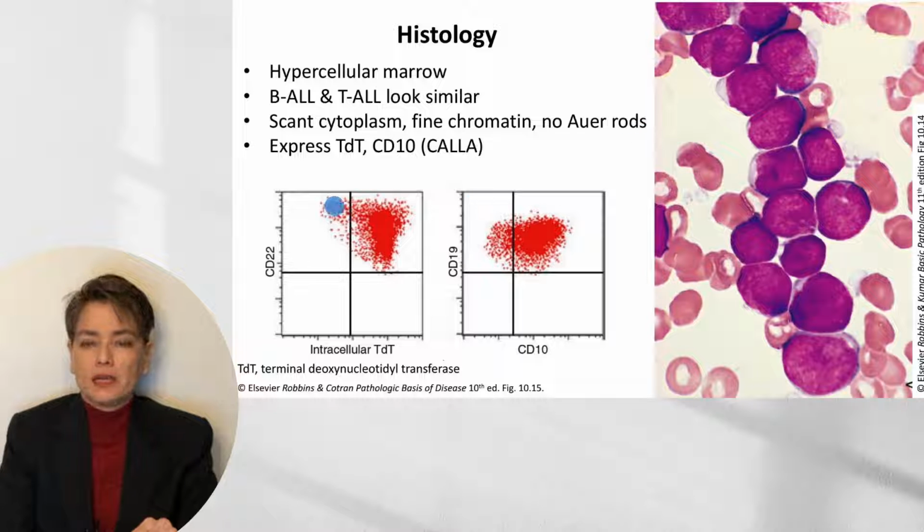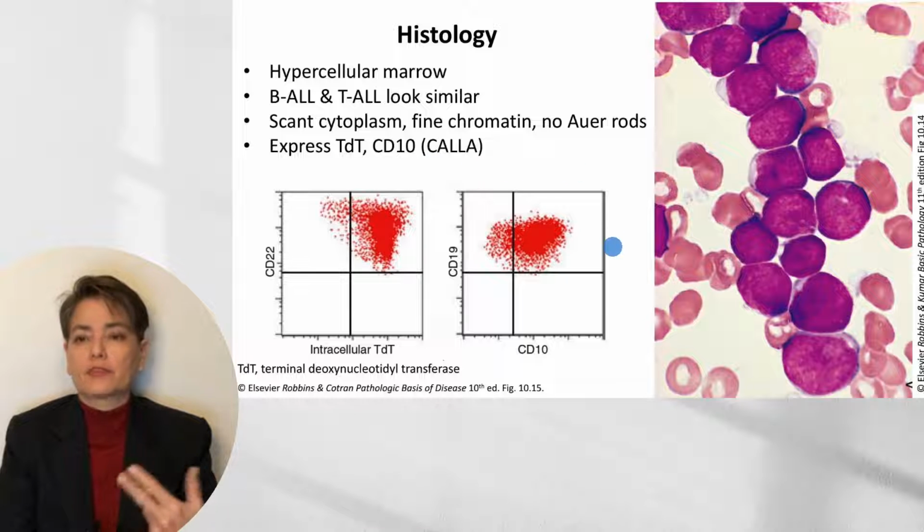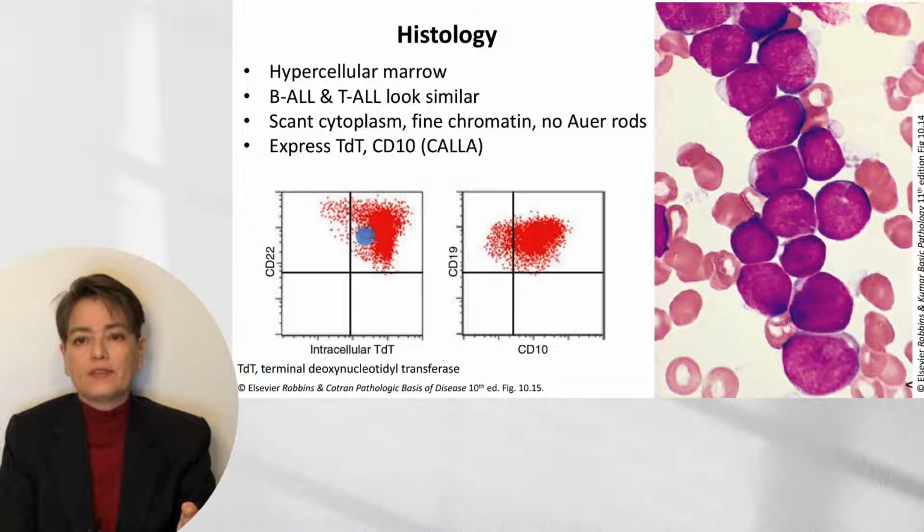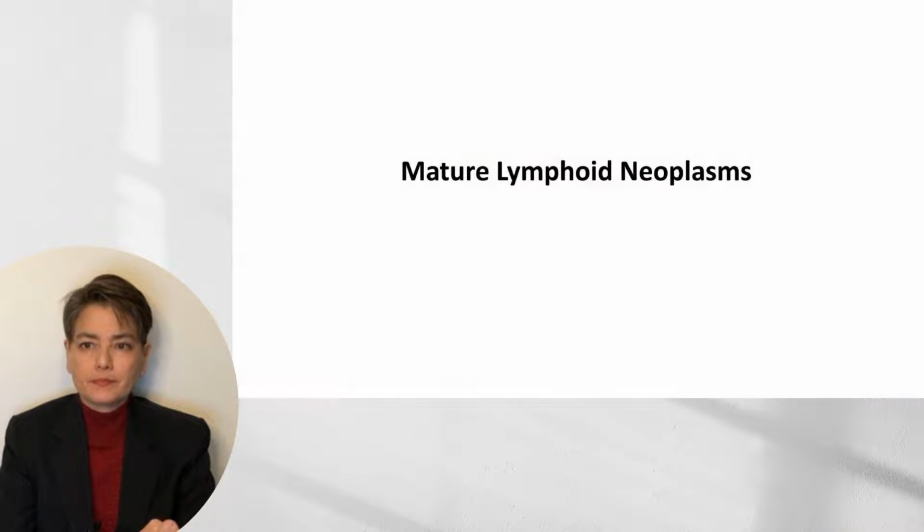They're going to express TDT, our terminal deoxynucleotidyl transferase, as well as CD10. This is the flow cytometry I showed you earlier. CD10 is very strongly associated with ALL. In fact, that's what is referred to as the common ALL antigen, or CALLA. So looking at these cells, in order to make the diagnosis, we'll use flow cytometry, which we've reviewed before. This is showing B-cell differentiation, so this is a B-ALL.